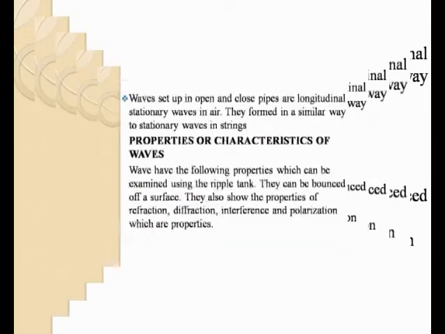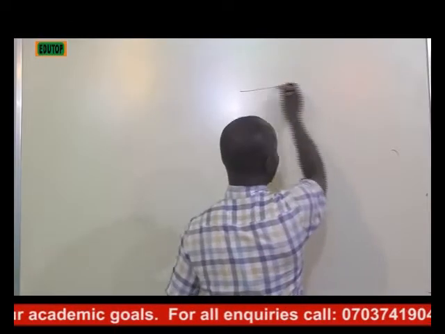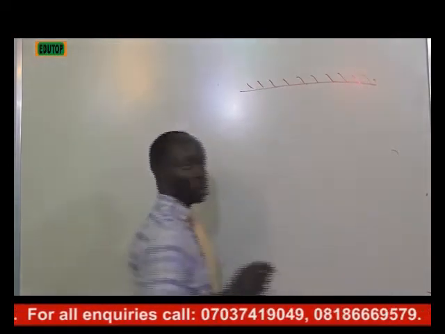Let's start with reflection. The reflection of wave can be shown in a ripple tank by directing plane waves from a wide dipper at a flat barrier placed in their path. If a curved concave reflector is used, the waves are brought to a single point called a focus. Here is the solid barrier. You understand? It might have a shiny surface, no problem.